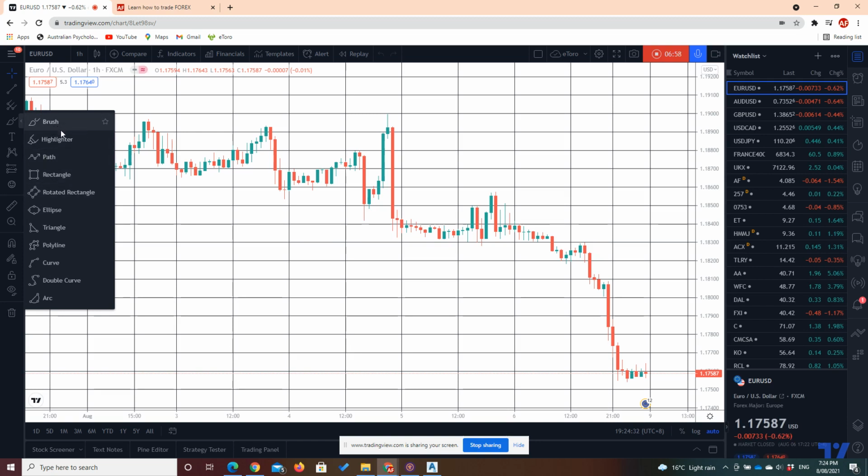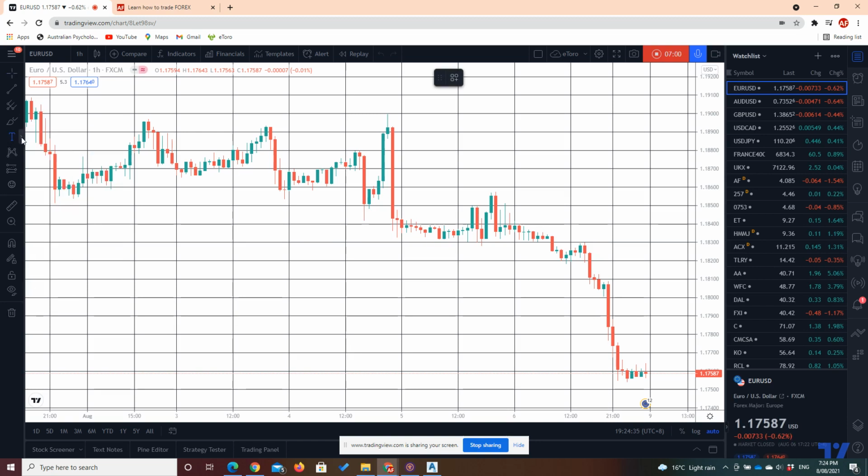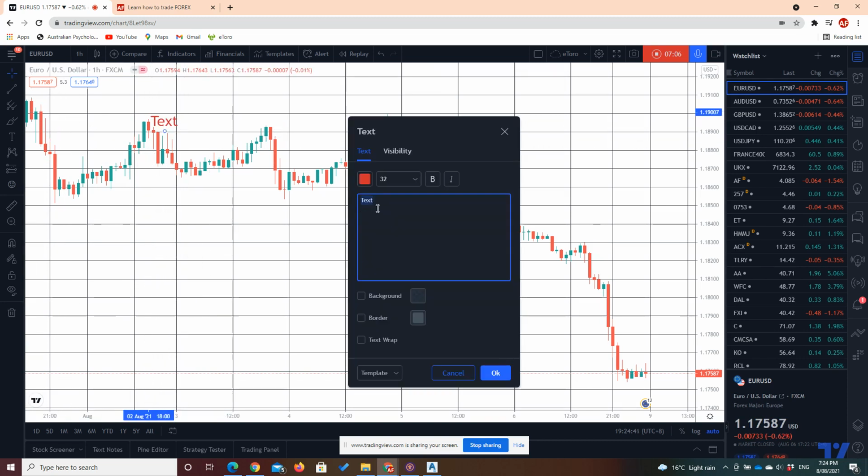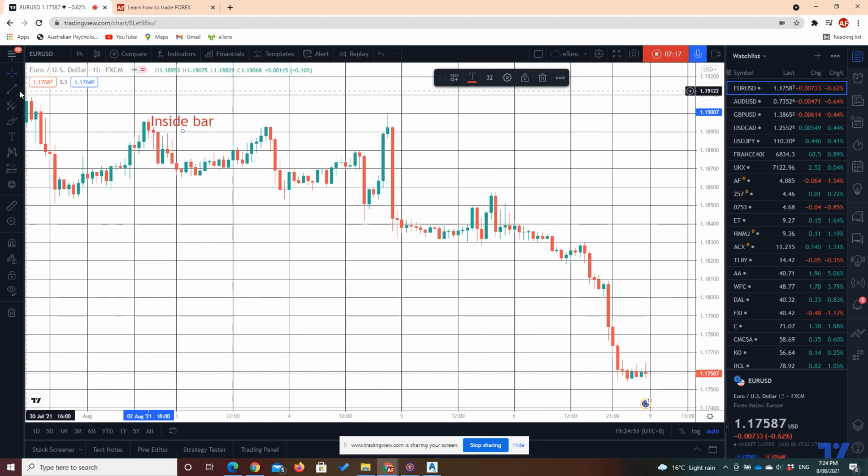Here that was the inside bar, as you can see. So after the inside bar, you can see that price goes down, and also the next one, as you can see, this is an engulfing, and after that the price again goes down.